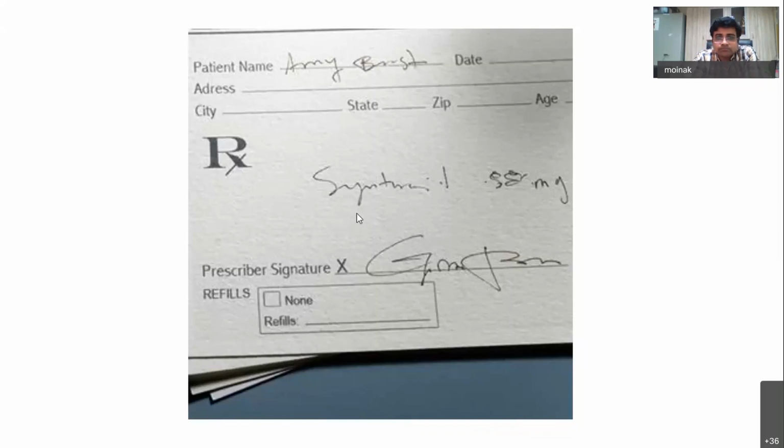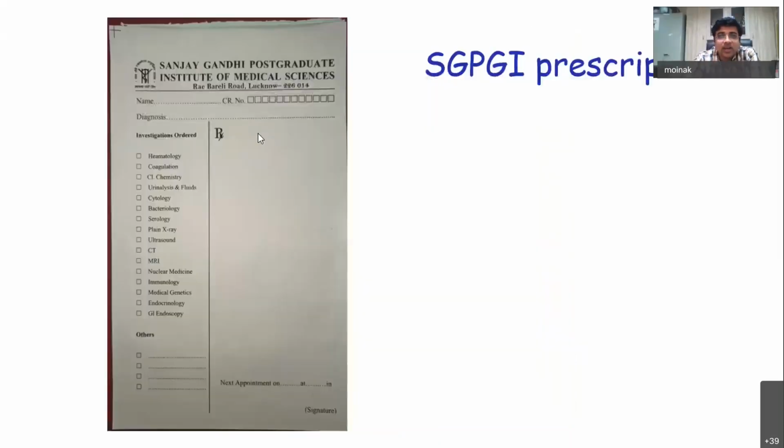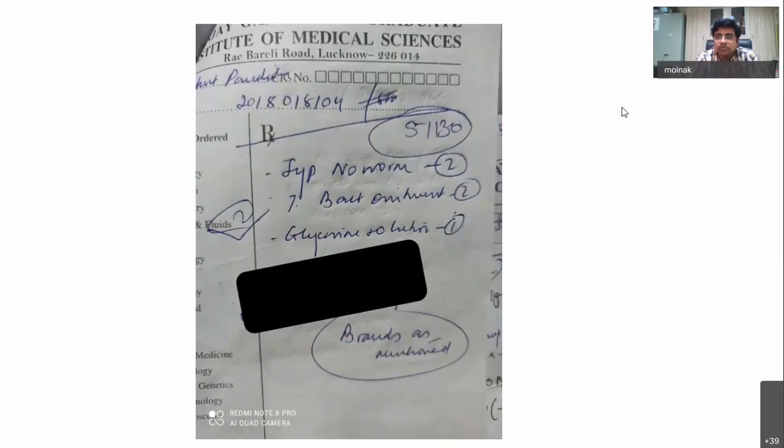What do you think is wrong with this prescription? There is no date, and what is written is not legible. We can't tell whether it is a tablet or injection or what it is. How much would you rate this out of 10? 0. Good. Now this is a standard SGPGI prescription that you and I are all used to. There are two types, one small and one big, and I've chosen the longer one. Now I'll show you some prescriptions from SGPGI.